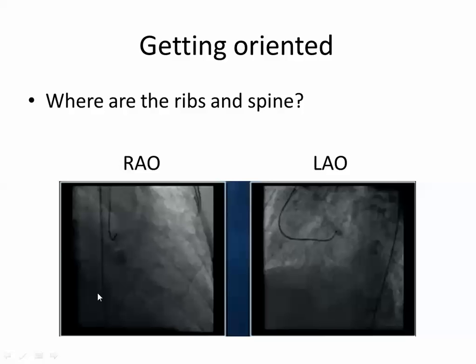So where are the ribs and spine? This is RAO, as the spine is here, and if you can't see it, you can notice it from the catheter. It's arising in the ascending aorta, while here is the spine and these are the ribs, the direction of the ribs. So this is LAO, as you can catch the spine and the catheter with your left hand. This is the direction of your right hand.